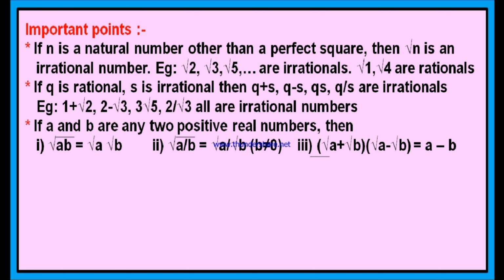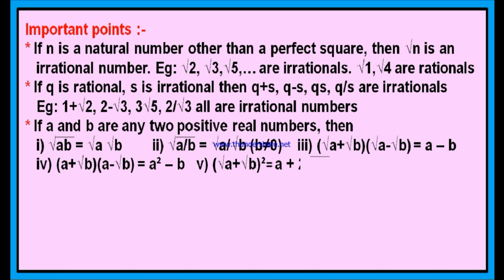And the third property, root a plus root b into root a minus root b is equal to a minus b. You observe this: root a plus root b into root a minus root b. This is in the form of a plus b into a minus b. We know that a plus b into a minus b is a square minus b square. That is root over a whole square minus root b whole square. Root a whole square means square root and square will be cancelled. You will get a minus root b whole square, means square root and square will be cancelled. You will get b. Understood?